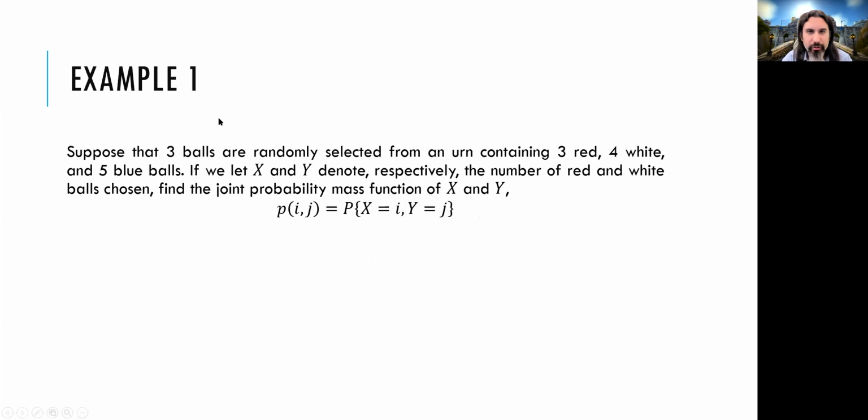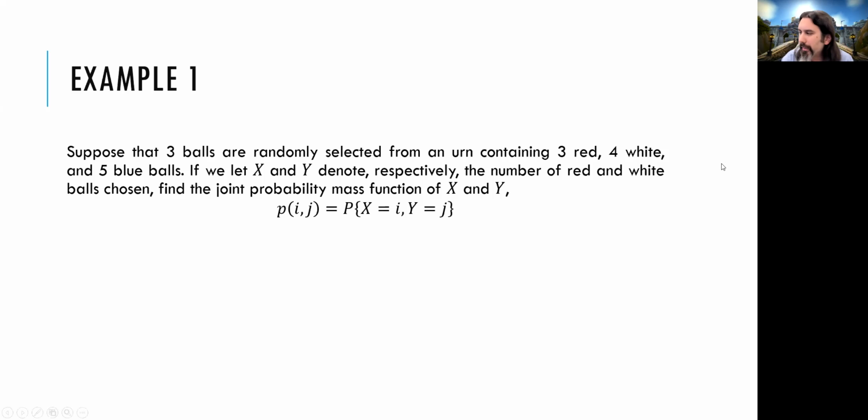Well, we have 3 balls that we are going to choose randomly out of an urn which contains 3 red, 4 white, and 5 blue balls. So we have a total of 12 balls. We're going to pick 3 of them. And now we say, if we let x and y denote respectively the number of red and white balls chosen. So x is equal to the number of red balls and y is equal to the number of white balls chosen from those 3 balls. Find the joint probability mass function of x and y.